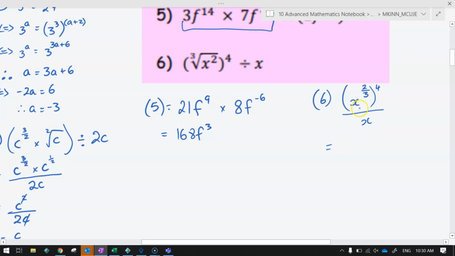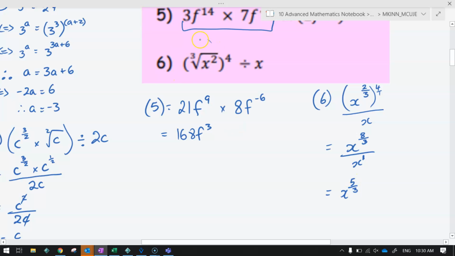The next little bit, some of us are still just not careful enough with multiplying a fraction by a whole number. You just multiply the numerator by numerator, denominator by denominator. 4 is the same as 4 over 1, isn't it? So I've got x to the power of 8 over 3 divided by x. So now I've got x to the power of 8/3. The denominator is 1. 8/3 minus 1, so 8/3 minus 3/3. X to the power of 5 over 3.